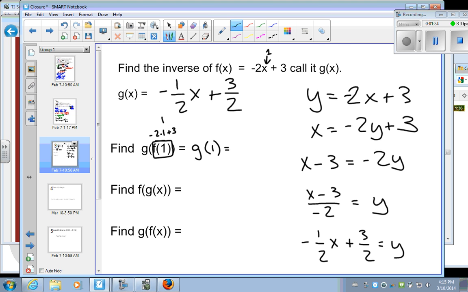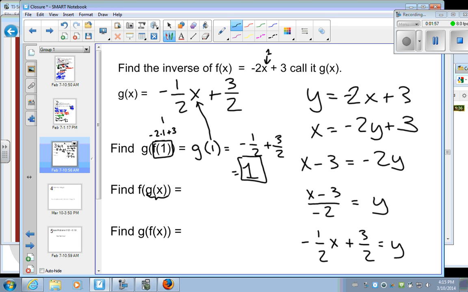And then that means take it and plug in 1 now for the g function. So hopefully you remember that. And when I do that, I get, ironically, 1. Boy, that's a lot of 1s. Okay.